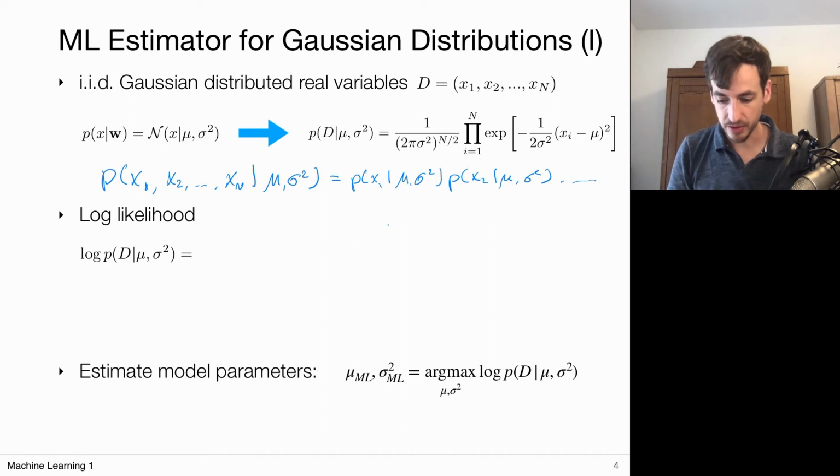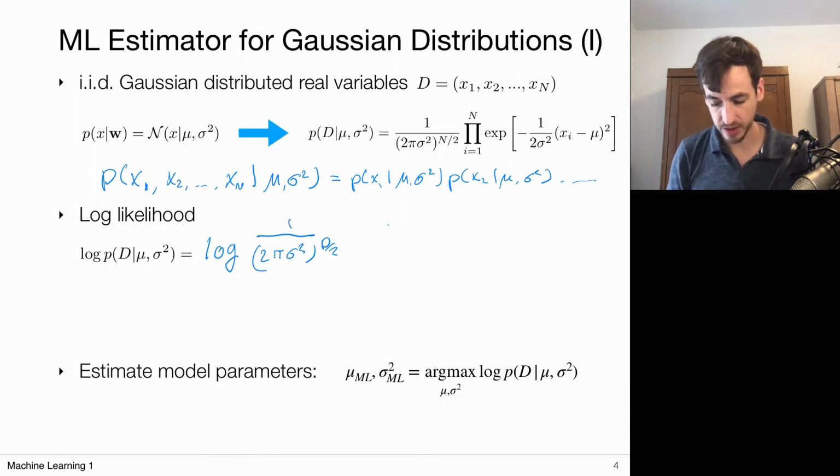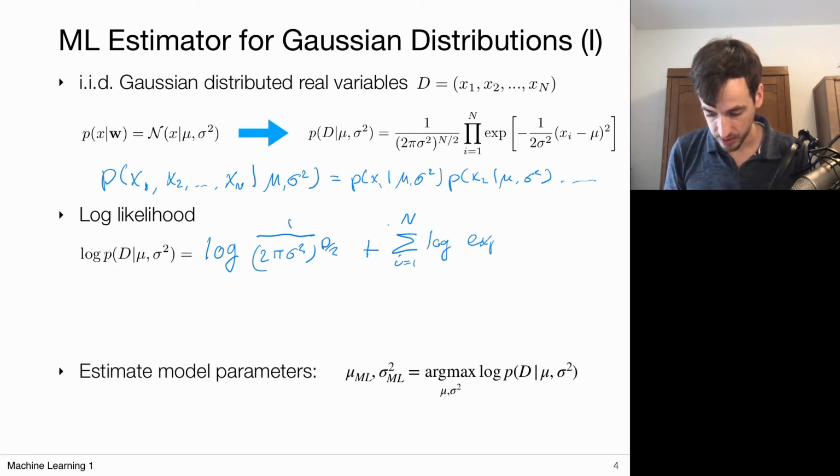So remember that the logarithm of a product of items decomposes into the sum of logarithms. So first of all, we have this front factor over here. So that gives us the log of (2 pi sigma squared) to the power d over 2, so 1 over this thing. Plus, here we have a product of all these exponentials. So that becomes the sum i is 1 to n of the log of these exponentials.